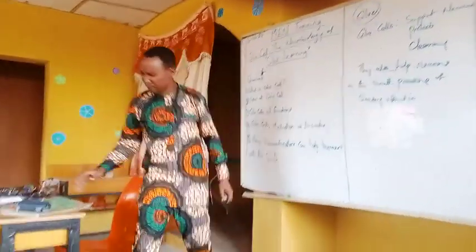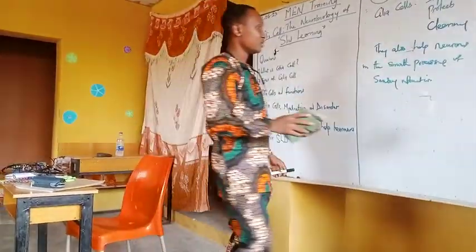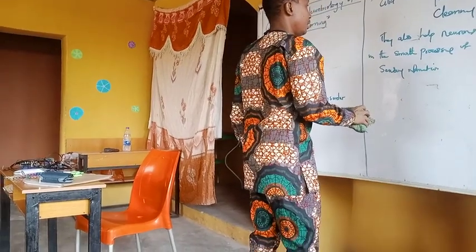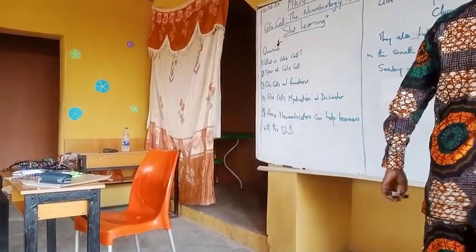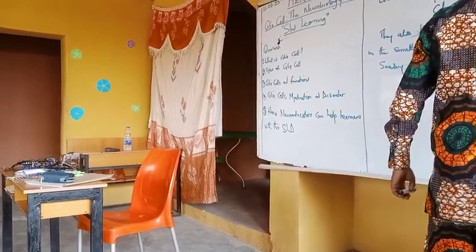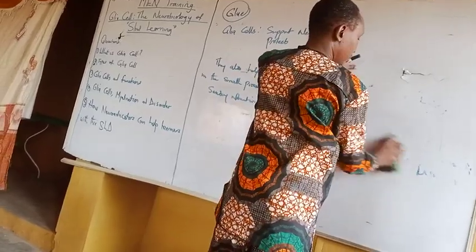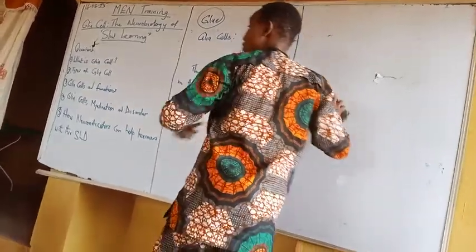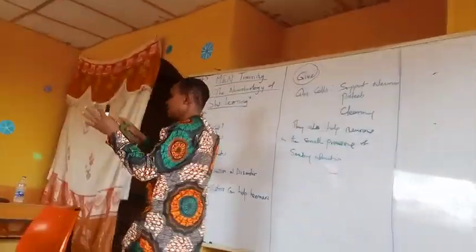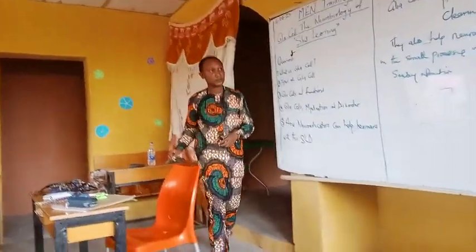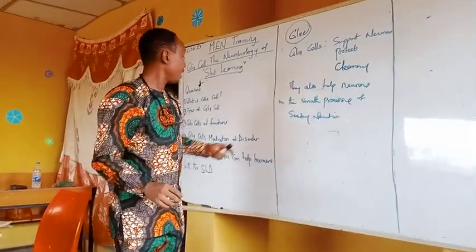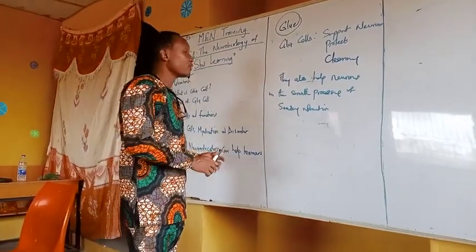Now, the next thing is the types of glial cells. I think there are about four. But let us just look at those glial cells that support education. That is our own focus. It's not about the biology. Our own is understanding the brain and its role in the education sector.